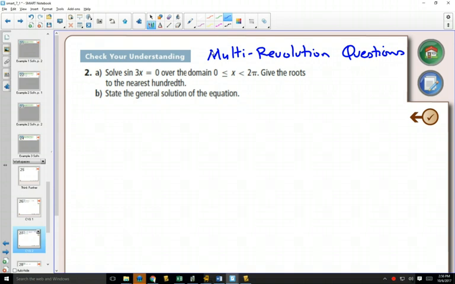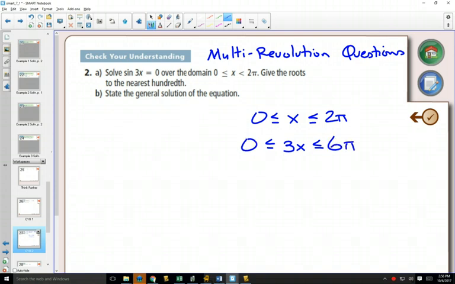So I call it a multi-revolution question because we are going to have to go 3 times around our circle instead of once around our circle. The reason for that is looking at its domain. Multi-revolution questions are when you have a horizontal compression or stretch inside. If our original domain, in this case for part A, is between 0 and 2 pi, if one x is between 0 and 2 pi, then 3 x's, which is what we have in between, is between 0 and 6 pi.